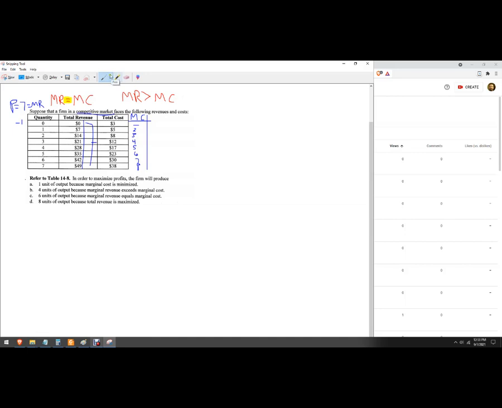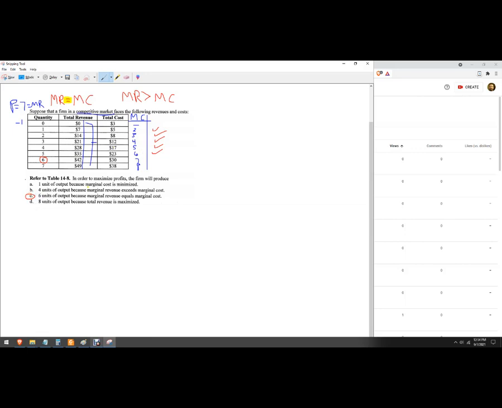For the first unit, marginal revenue is 7, marginal cost is 2. I'm going to produce it. Marginal cost is 3, marginal revenue is 7. I'm going to produce it. And I keep producing each of the next units. I break even at 6 in marginal terms. So that actually happens to be the answer here.